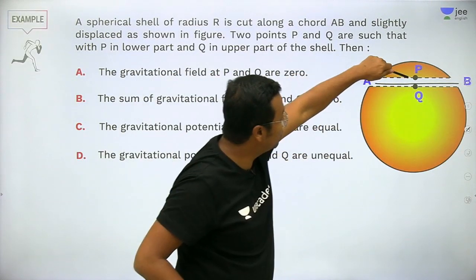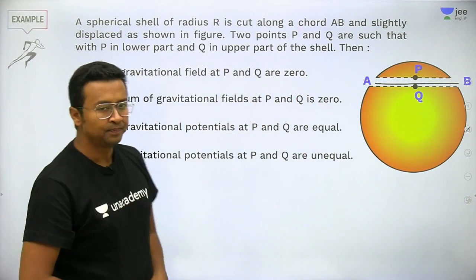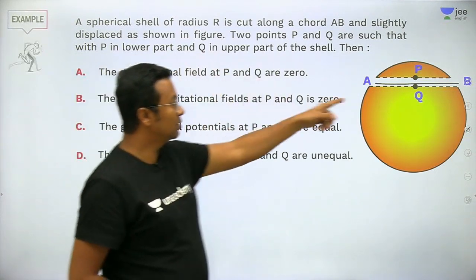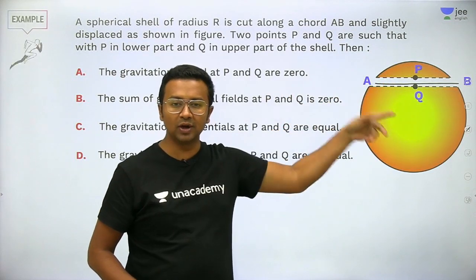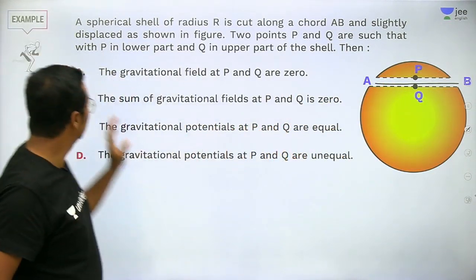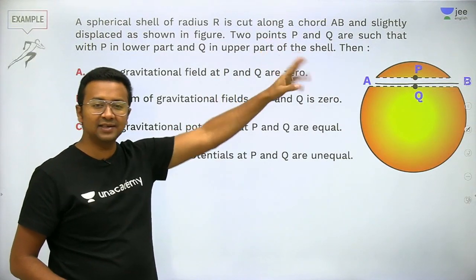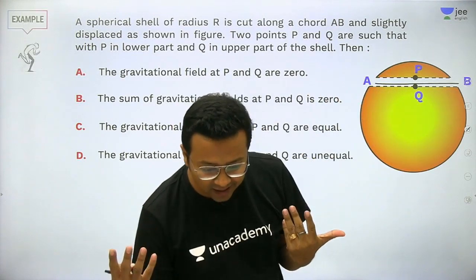Now there are 2 points, point P and point Q. Here, we want to find out the relation between the field at point P and point Q. So we'll go to the first option. The gravitational field at point P and Q, are they zero? The first point. Okay, can we just interact quickly over the chat?